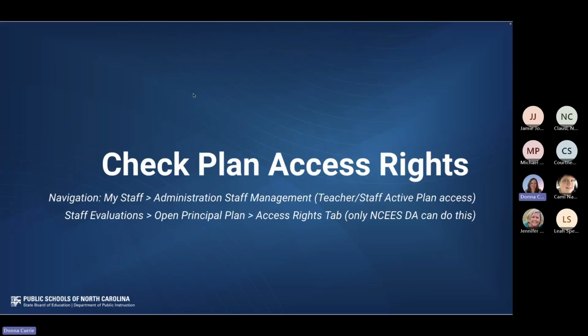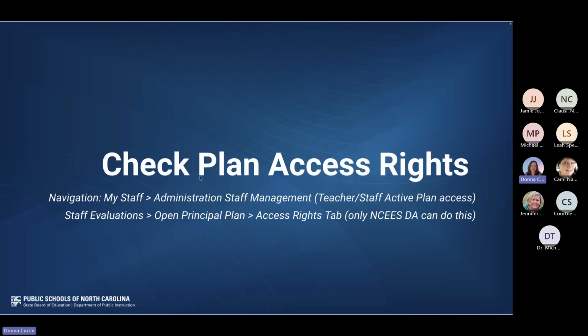Okay. So how do you check plan access rights? In order to do this, you would navigate to My Staff, Administration, Staff Management, Teacher or Staff Plan Access. You can also go to Staff Administration to open the Principal Plan Access Rights tab, and only district administrators can do this. You do not assign access rights to the principal plan through the My Staff tab. You have to be on the Staff Evaluations tab to do that.